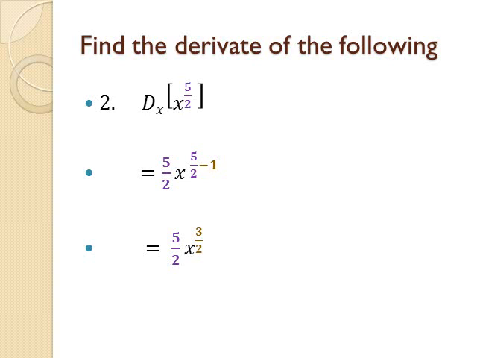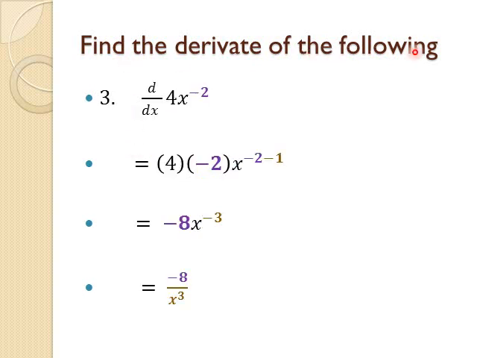Problem number 3. Find the derivative of the following. This is the same as saying capital D with a small x, d over dx, differentiate the equation with respect to x. So again, 4 times negative 2 would give me negative 8. Minus 2 minus 1 gives me negative 3. In the general rule, we don't want a negative exponent. So I take that to the bottom to become positive x to the power 3, and negative 8 stays on top.